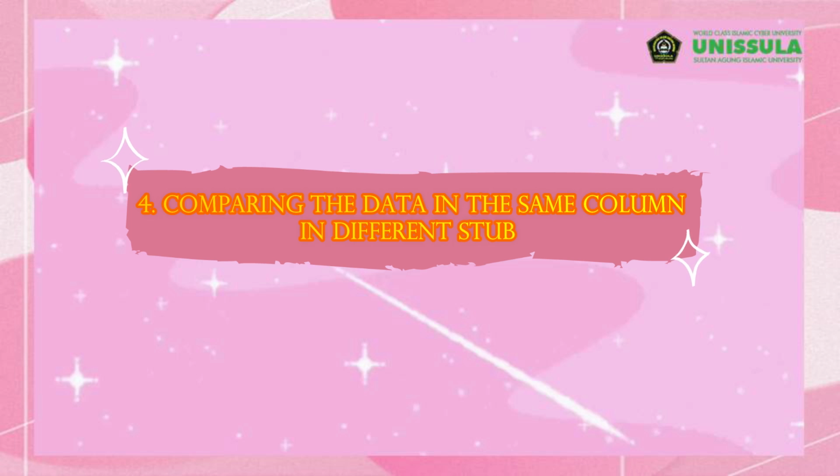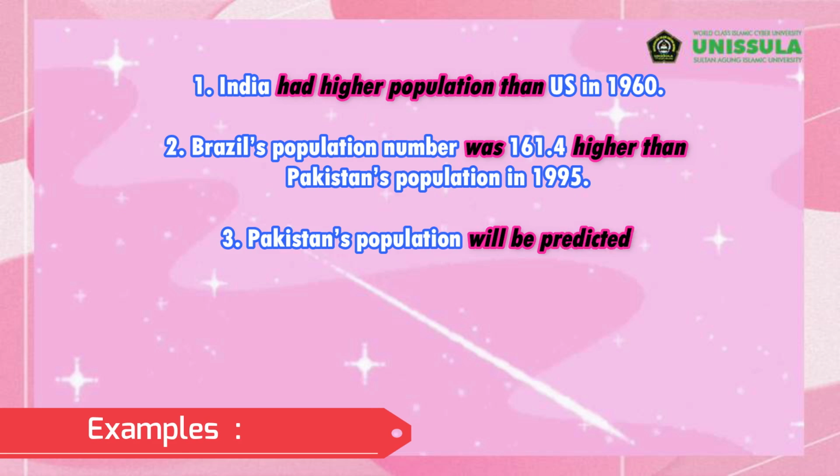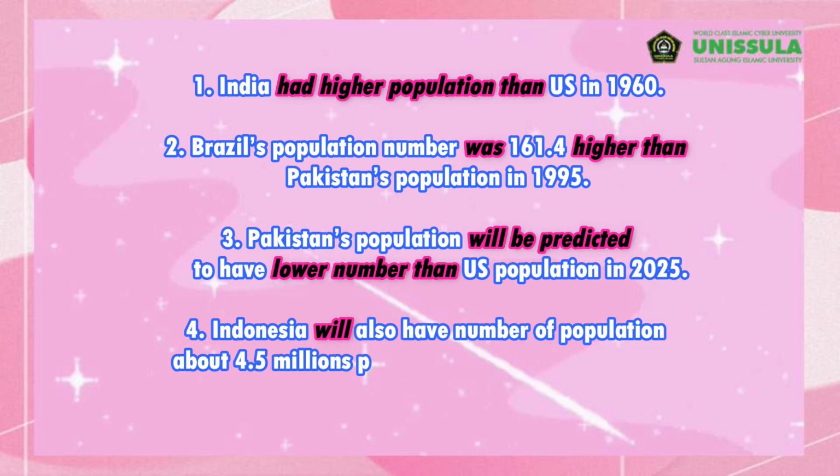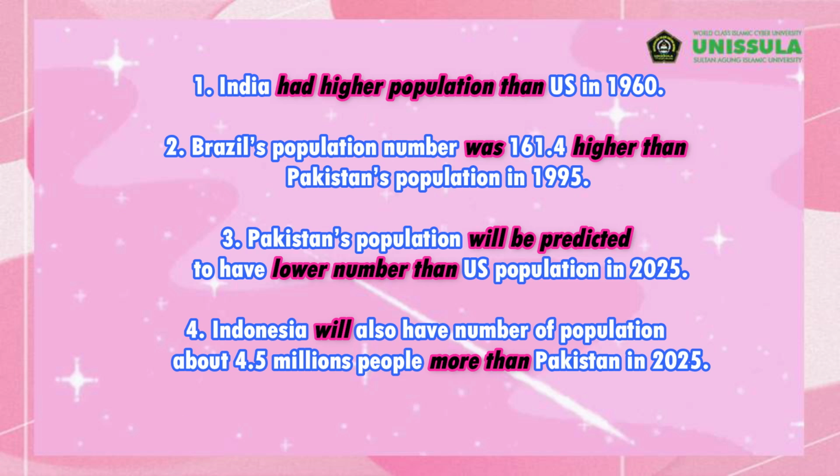Okay, we are going to take a look now at the examples of comparing the data in the same column on a different stock. Example 1. India had higher population than US in 1960. 2. Brazil's population number was 161.4 higher than Pakistan's population in 1995.